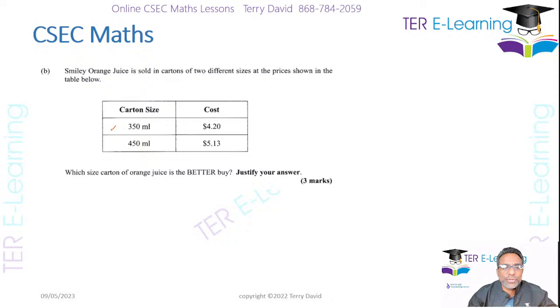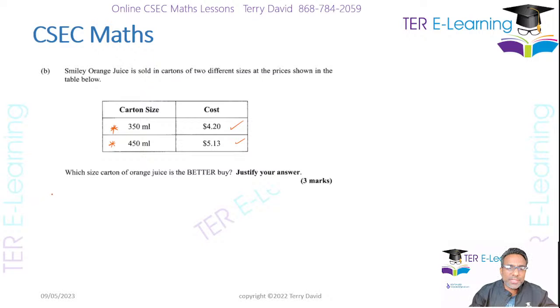So we have 350 milliliters, and it's costing $4.20. We have 450 milliliters and it costs $5.13. Which carton size is the better buy? Now, the best way to work a problem like this is to work out the cost per milliliter for each of the cartons of juice.